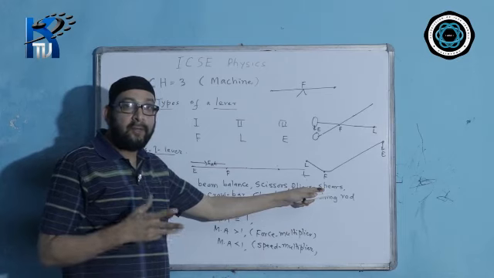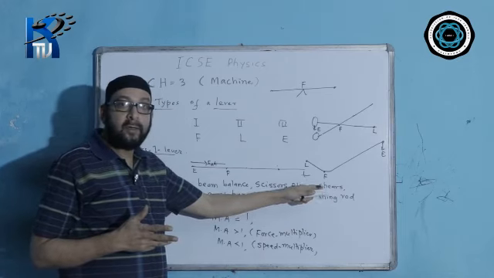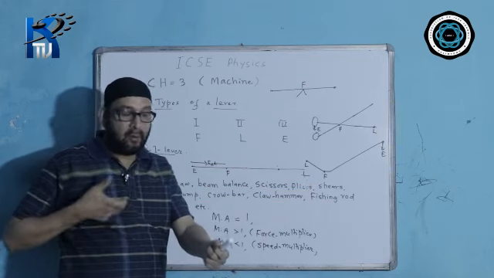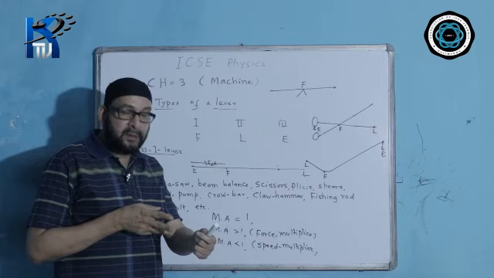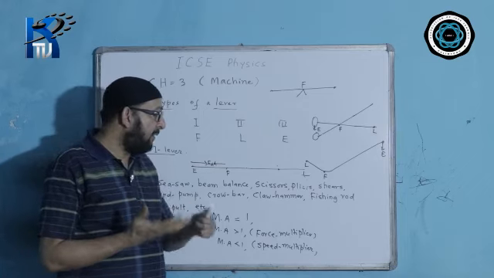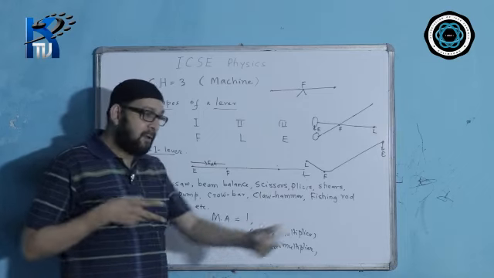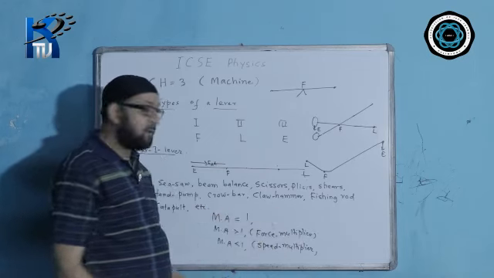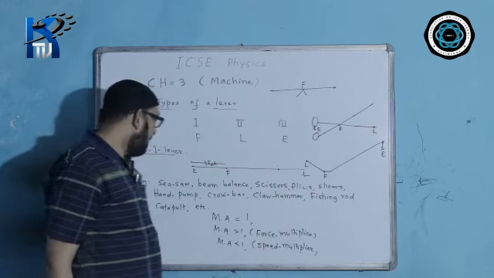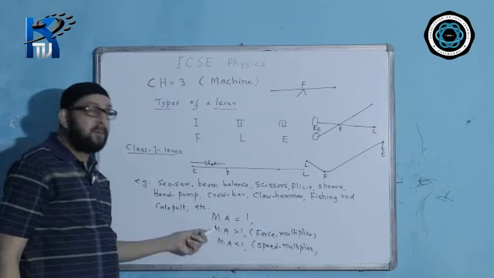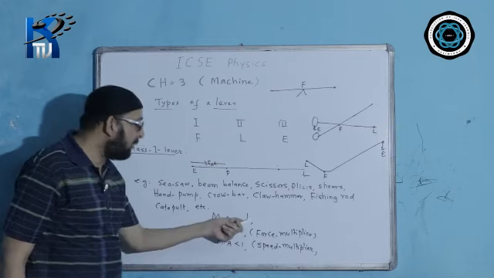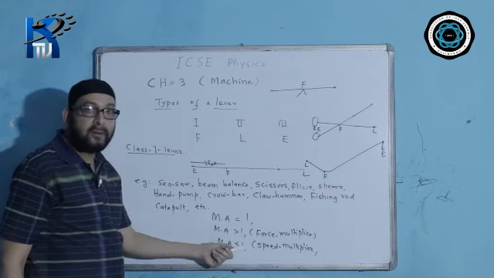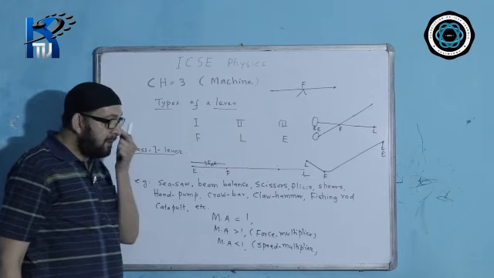Metal sheet and all is quite heavy, quite strong. So to cut it, we use less effort by using a long handle and a short blade. It will cut slowly, but it will cut a heavy load. Whereas scissors will cut a much lighter load but much faster. So that is the difference between the two of them. So a class 1 lever has all three possibilities. It can have mechanical advantage equal to 1, greater than 1, or even less than 1.